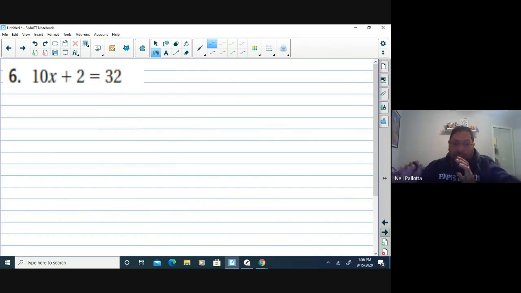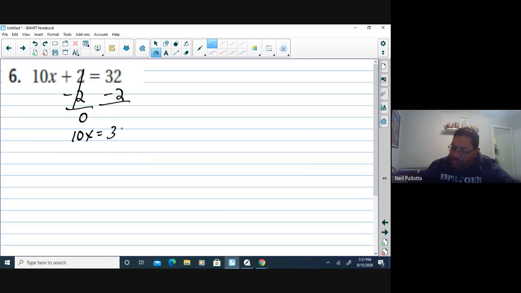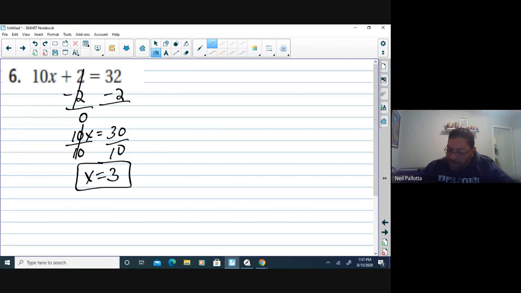Problem 6. Nice basic two-step equation. Subtract 2 from both sides of the equation, right? That's 0. We're left with 10x is going to be equal to 30. And then when we divide by 10 on both sides of the equation, they cancel. X is equal to 3. We check our answer by replacing the variable x with 3. 10 times 3 is 30, plus 2 is 32. That's a nice, simple two-step equation.